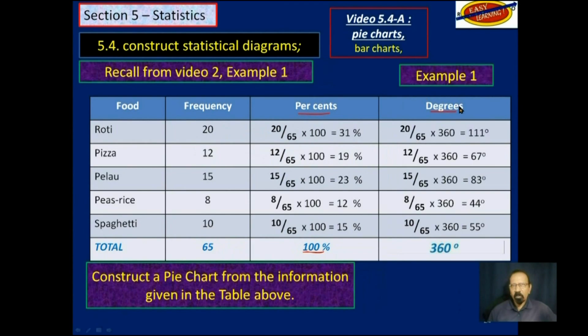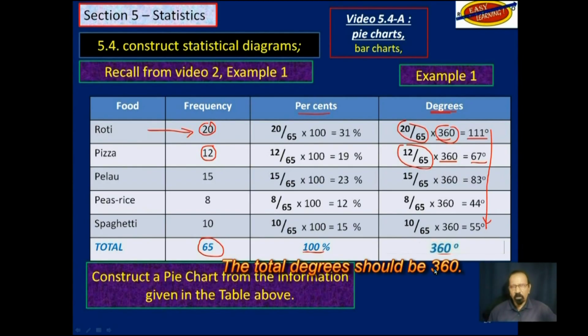Now we add another column and we call that degrees. Now, since a circle is 360 degrees, and this first frequency here is 20 out of 65, that is the fraction. 20 out of 65, that's a fraction of 360. You work that out and you get 111 degrees. And you do the same thing for the next one. 12 out of 65 multiplied by 360, since a circle is 360 degrees, and you get 67 degrees. Do that for all of them. Make sure you have 360 degrees here when you add up all of these numbers to the side here. If not, you may have to adjust one or two of those numbers to make sure it is 360.